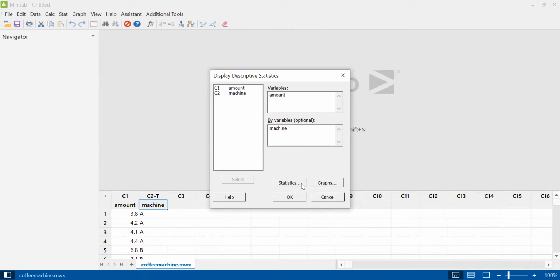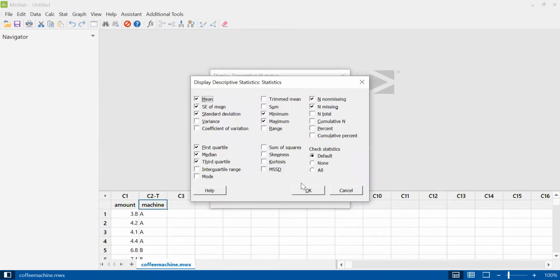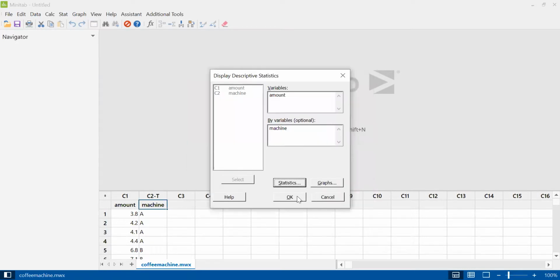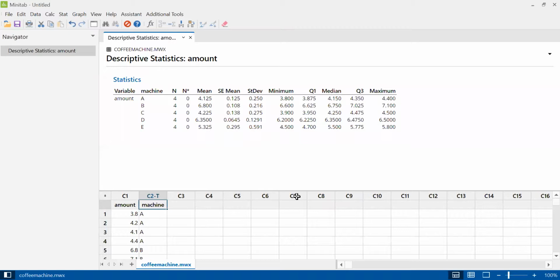Then remember, you can go in here to Statistics and you can ask for different things. I'm not going to do that today. I'm just going to click OK and just go with what I have. After all, the main thing we're looking at is the mean here, right? So take a look at these means. I've got 4.1, 6.8, 4.2, 6.35, and 5.3.